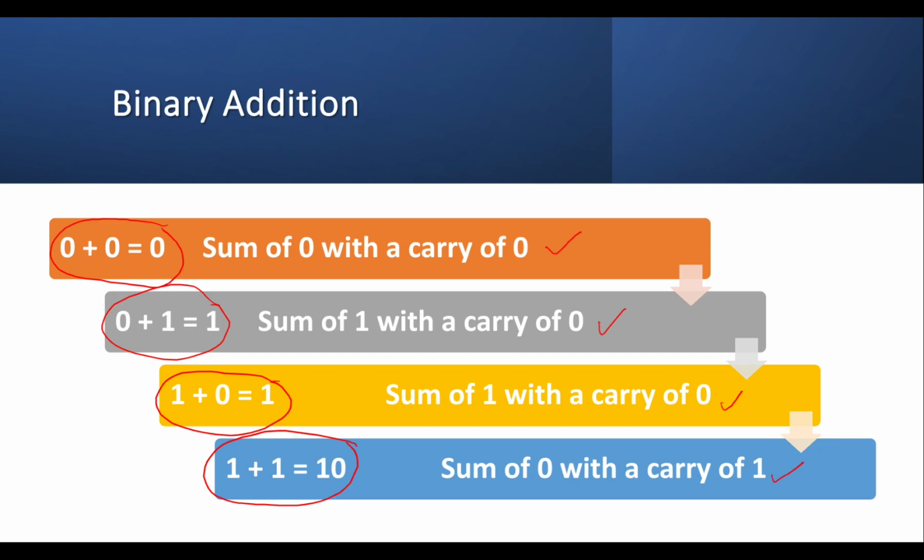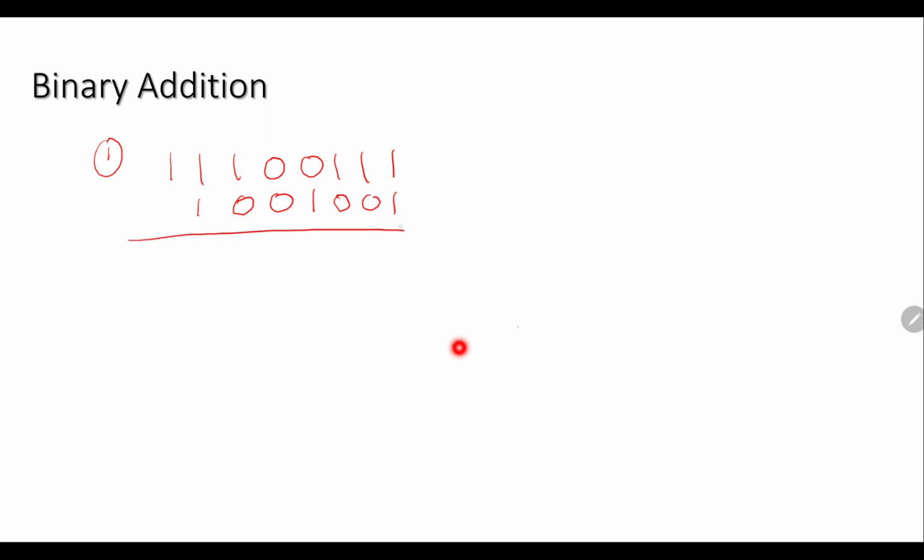Let's take a look at an example for binary addition. If you have 1 1 1 1 0 0 1 1 1 1 0 0 1 0 0 1 0 0 1, okay, 1 plus 1 is 0, carry 1. 1 plus 0 is 1. 1 plus 1 is 0, carry 1. 1 plus 0 is 1. 1 plus 1 is 0, carry 1. 0 plus 1 is 1.